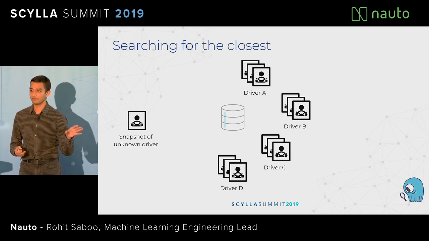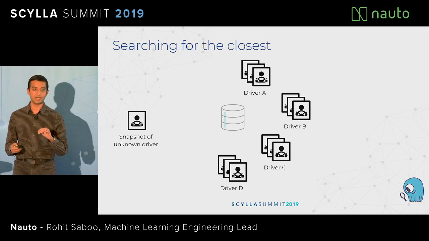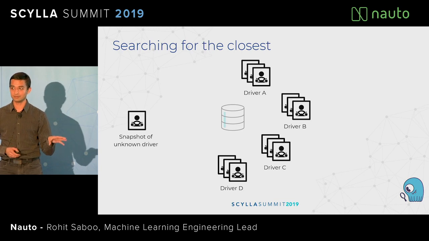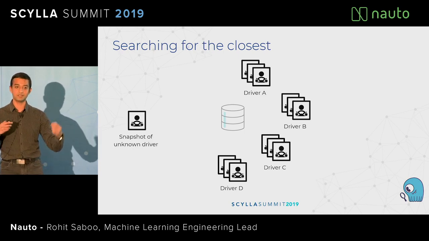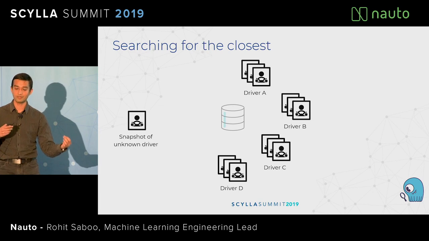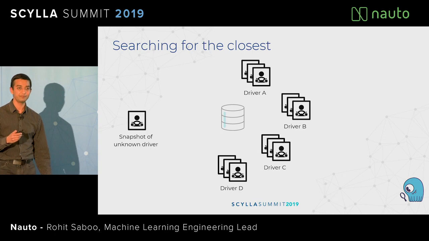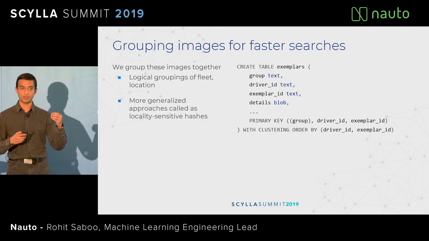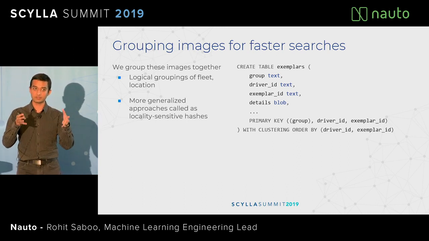Let's assume we have 10,000 drivers, and each driver has something like 10 images associated with them. It means that now you have 100,000 images, 100,000 128-dimensional vectors, which is a lot of data that you need to load up every single time when you are matching a driver, and very quickly your problem becomes untenable. So what do we do? We have a schema where we save, and we break these sets of images down into groups.